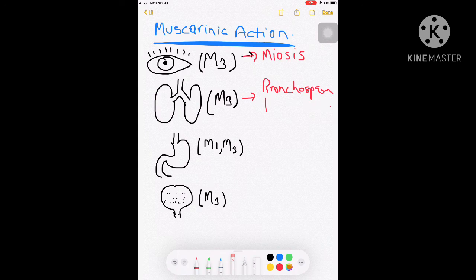Now we'll discuss the effects of muscarinic stimulation on the heart. The heart has M2 receptors. Let me draw the heart first. The heart is red.